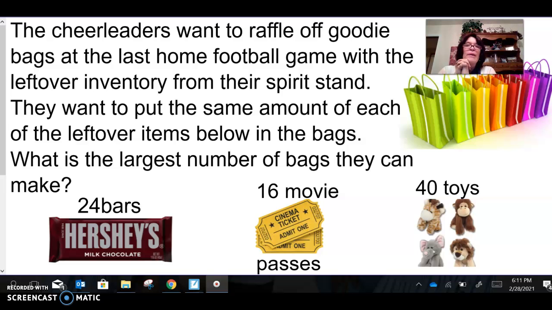Let's say the cheerleaders want to raffle off their goodie bags. Okay, they want to get rid of all their leftover inventory from the spirit stand. They have 24 Hershey bars left over. They have 16 movie passes left over, and they have 40 little toys that they had sold. They want to put the same amount of things in each bag. Okay, so they're wondering how many bags they can make so that they have the same number of Hershey bars, the same number of movie passes, and the same number of toys. What do you think? How many bags can they have so that that would happen?